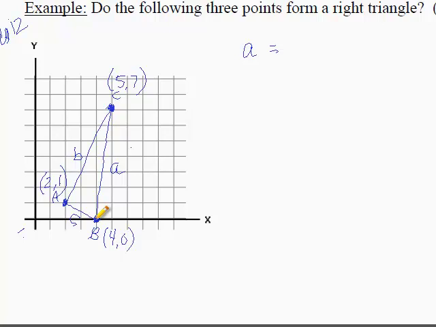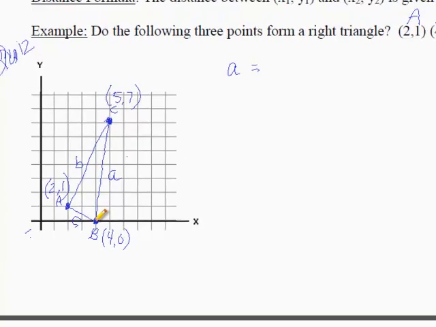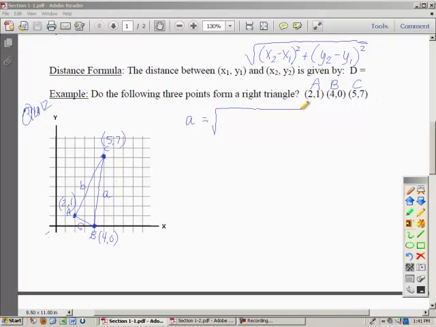And so if I look at side A, let's do the square root of 5 minus 4 squared. So I'm taking C to B. It doesn't matter the order as long as you do it in the same order the other way. So I started with the 5 over here, which means I'm going to start with the 7 in the second one. So 7 minus 0 squared.